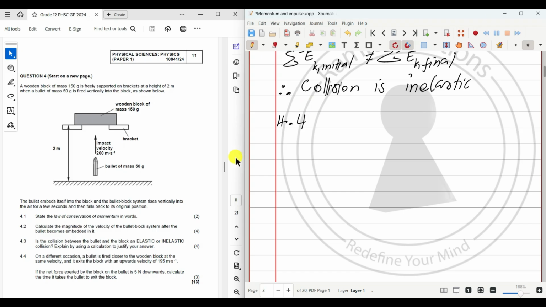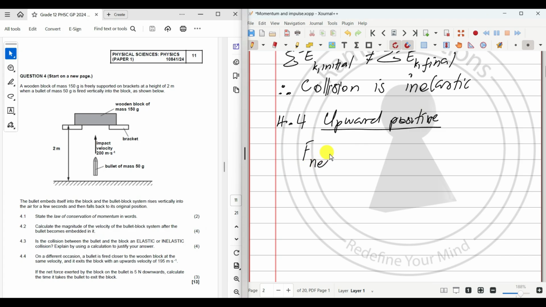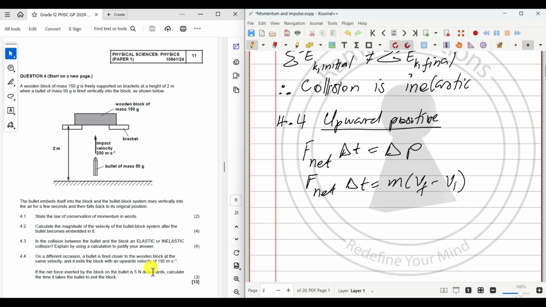Okay, so what are we going to say? Again, these are vector calculations. When there's a force involved, you need to state which direction you want to be positive. So I'm choosing upward being positive. So we're going to use the momentum impulse theorem. It's in your formula sheet. It's given as F net delta T equals delta P. Okay, so I want to extend this and say this is M times (final velocity minus initial velocity).